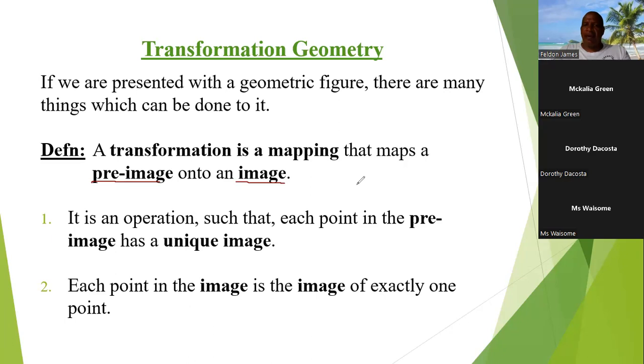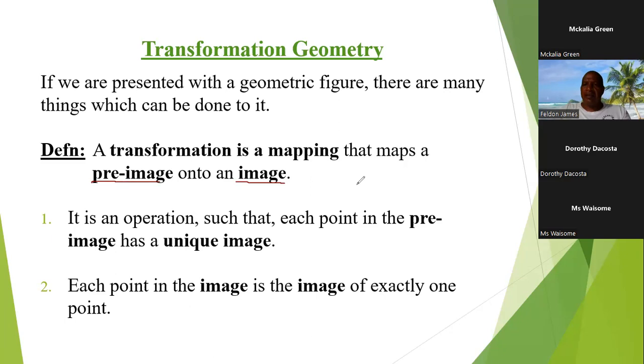Anybody have any idea what that would be? Go ahead, Ms. Green. Explain what a pre-image is and what an image is. Sir, I would say the pre-image would be like a copy of the original image and the original image. All right, well, actually the pre-image is the original image and the image is the transform of the pre-image. You get what I'm saying?